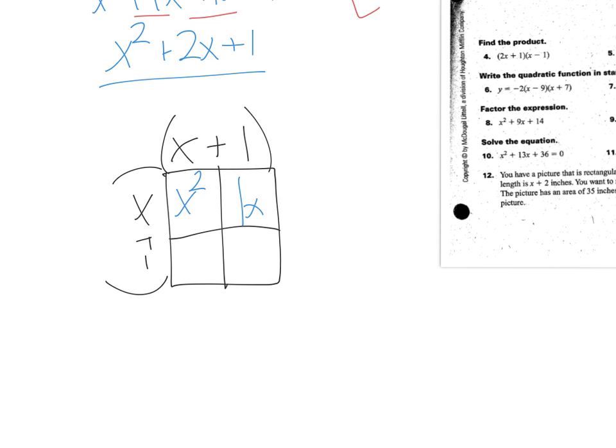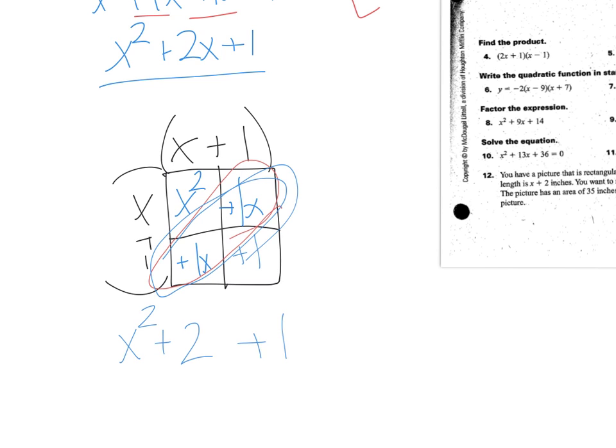Then 1 times x here, again, gives me a positive 1x. If you want to write the signs there, that would be helpful as well. And finally, 1 times 1 gives me a positive 1. Notice that your like terms are the diagonal ones that you have to combine. So the first and last boxes stay the same, x squared and a positive 1. Then combine the others: 1x and 1x gives me a positive 2x. Notice you got the same answer as I did up there.